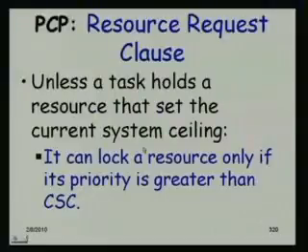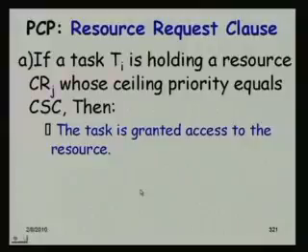So, the first one was the request clause, and we saw that unless a task holds a resource that set the current system ceiling, it will be prevented from locking any resource except when its priority is greater than CSC. If it has a resource which sets the system ceiling, then it can acquire any resource. Exactly. If it has set the system ceiling, then any request by it will not be checked against CSC. It can lock any request that it needs.